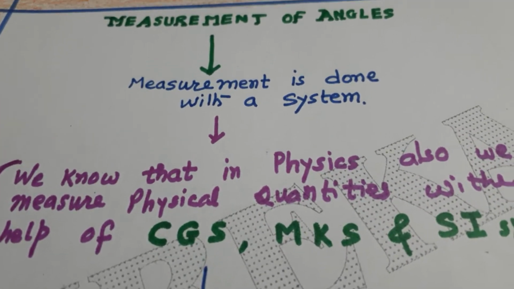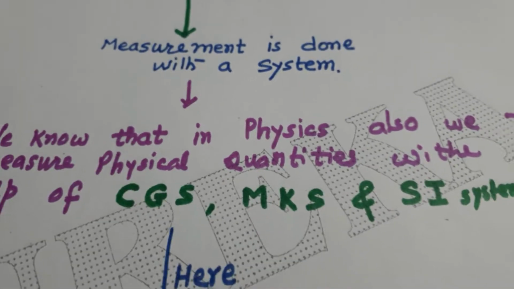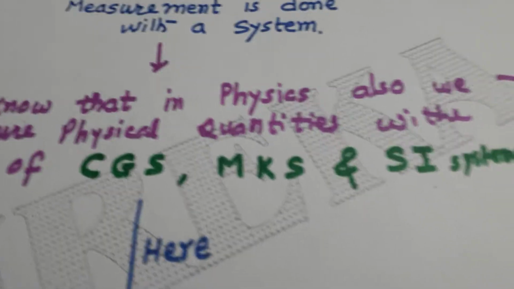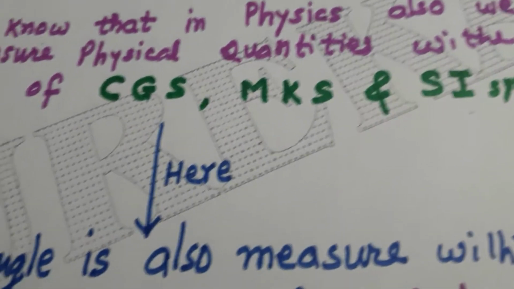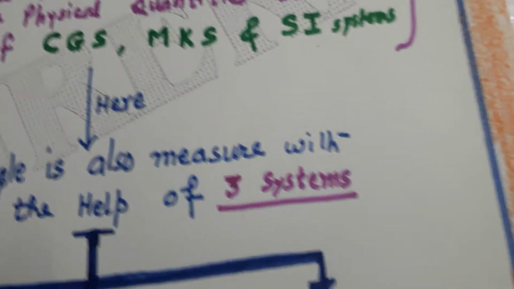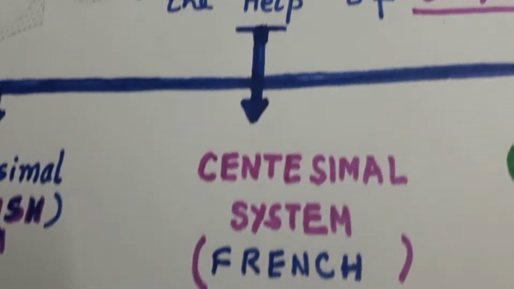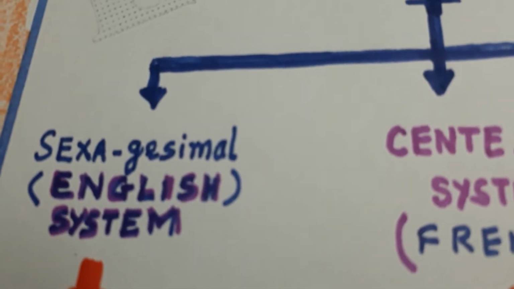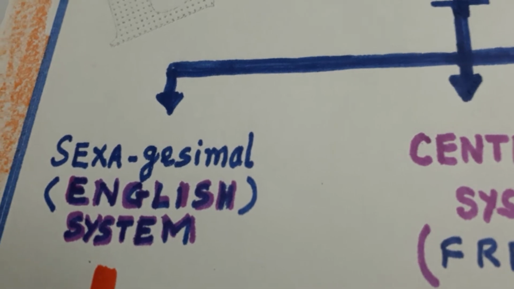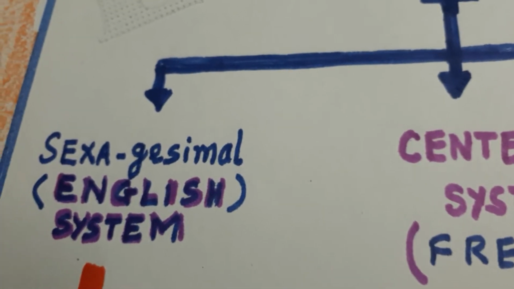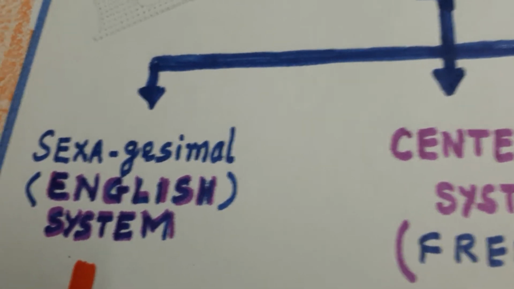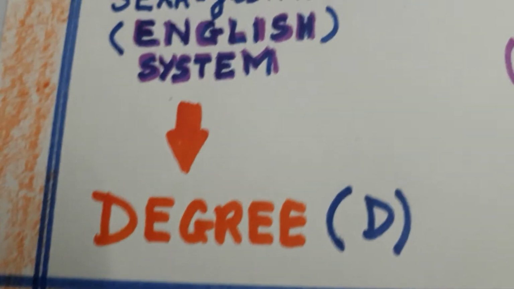In physics also you are having CGS system, MKS system, SI system. Here in trigonometry there are three systems, and we measure the angle with the help of any of the three systems. Their names are sexagesimal system. This system was devised by English people. It's an English system. And in India, we are following this system. And the measure is degree.